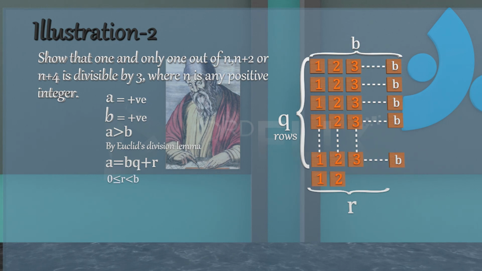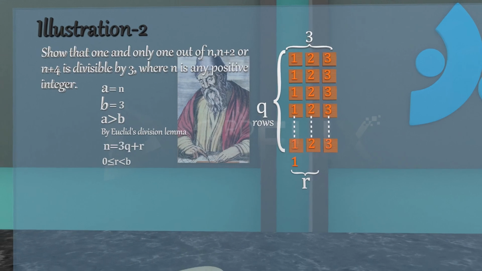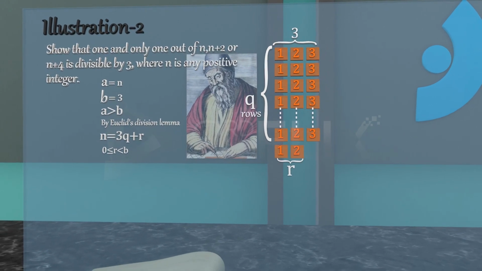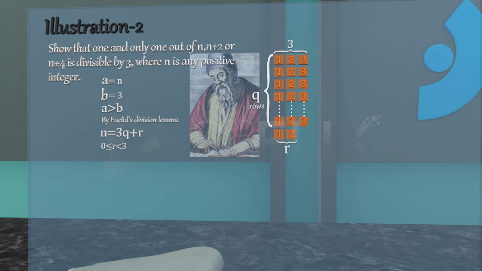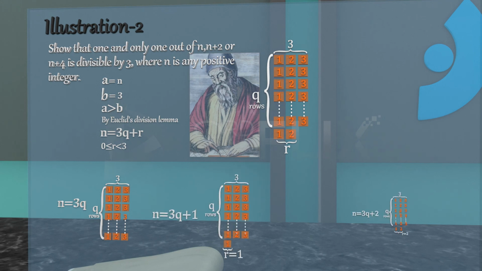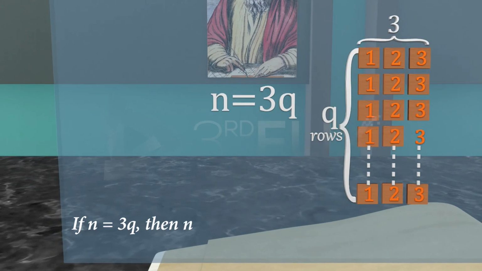Now, let us take a equals n and b equals 3. Then, we have n equals 3q plus r, where q, r are integers and 0 less than or equal to r less than 3. Then n can be 3q or 3q plus 1 or 3q plus 2. If n equals 3q, then n is divisible by 3.